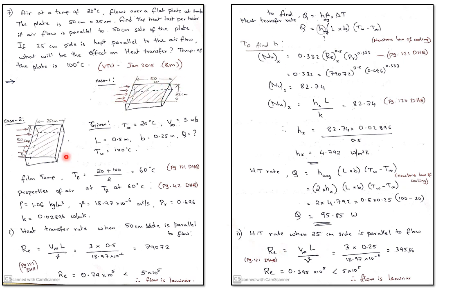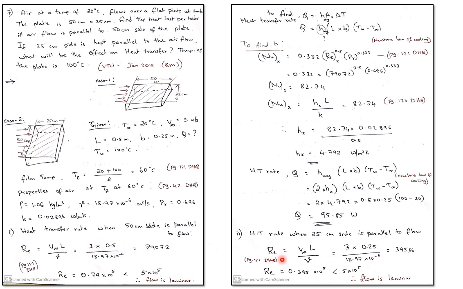Now the second case is 25 centimeter parallel to the fluid flow. Just rotate this plate, and we will get 25 centimeter. Now what is the effective length? You have to take 0.25 as the effective length because it is parallel to the fluid flow. Okay. Now the very first step again is the same as the previous.